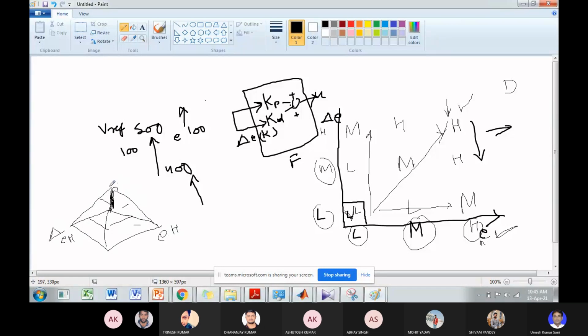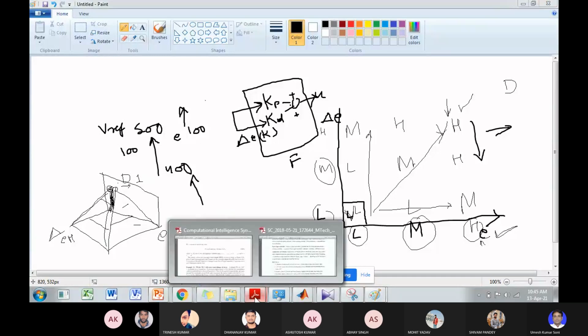Okay, so this is the plane here. So as you increase the error and change of error, you go to the peak points. It means the duty cycle D goes to 1. Here duty cycle is 1. So there is an appropriate control action depending on the proportional and derivative coefficient.